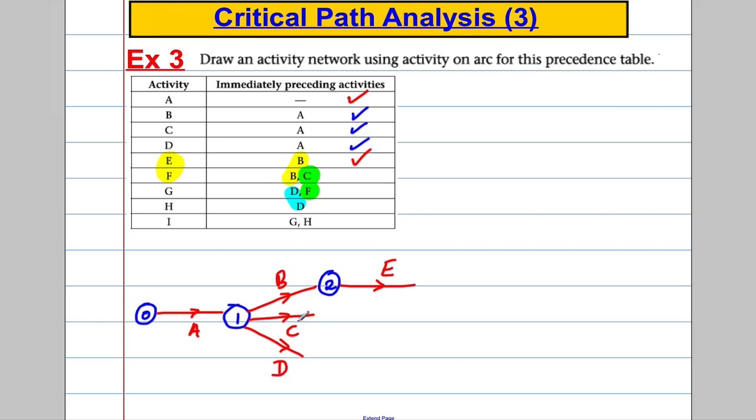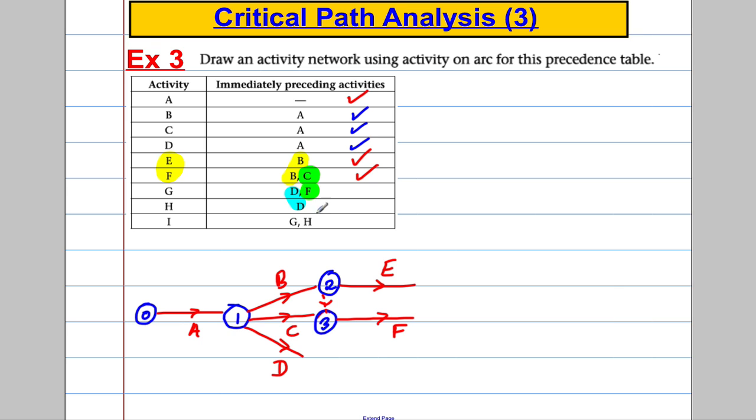F depends on B and C. So I could finish off C. I'm going to need to finish off C, which is going to be here, which is a 3. And I want F to depend on it. But I also want F to depend on B. So I can have F coming out like that, depending on C. But with this arrow here, which is a dotted line, I'm also showing F depends on B. And I've dealt with that case. Now G depends on D and F, but also H depends on D. So G depends on D and F having been completed.